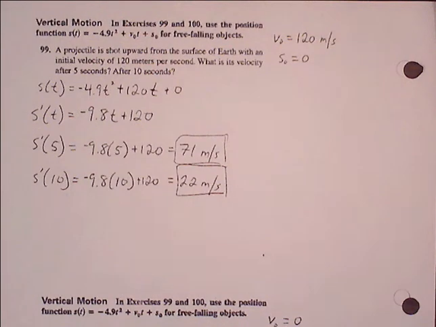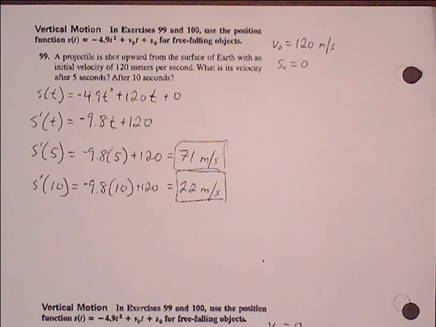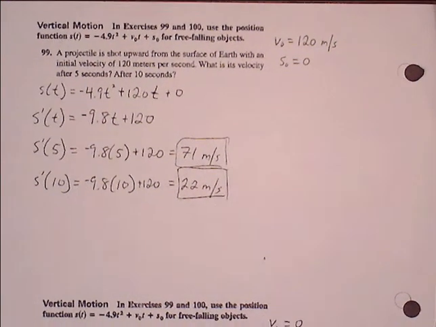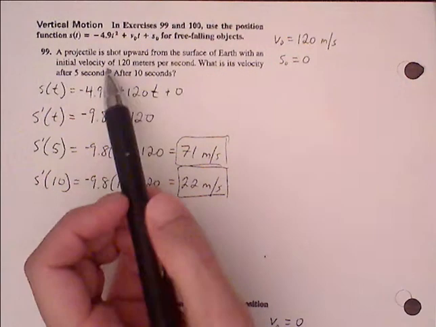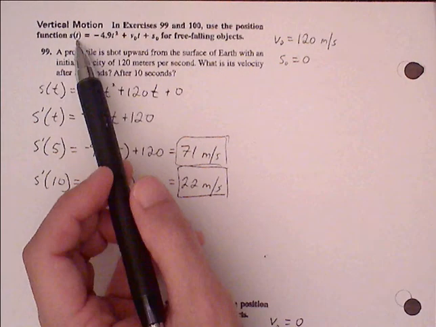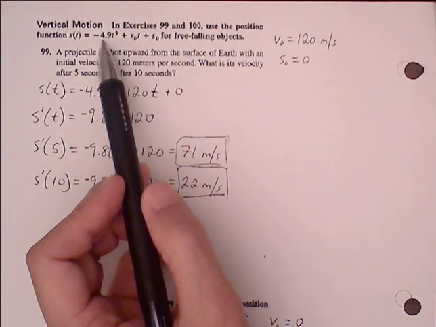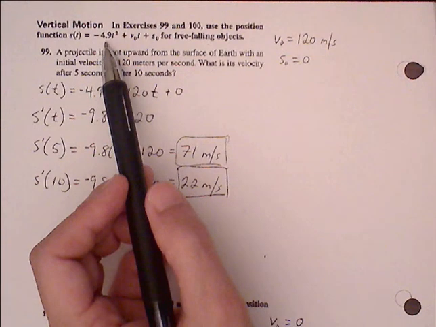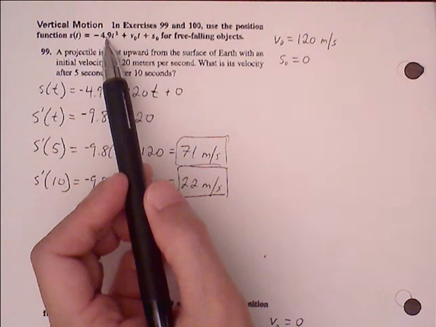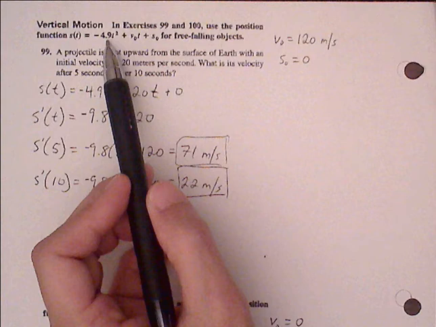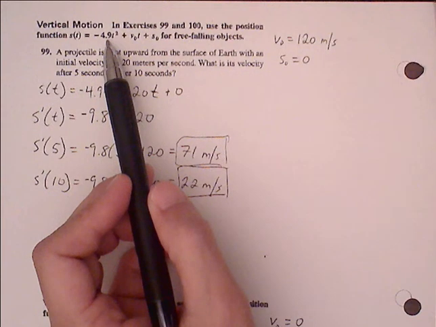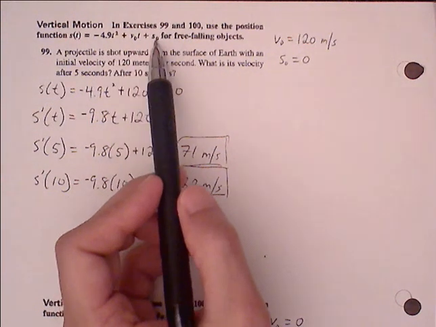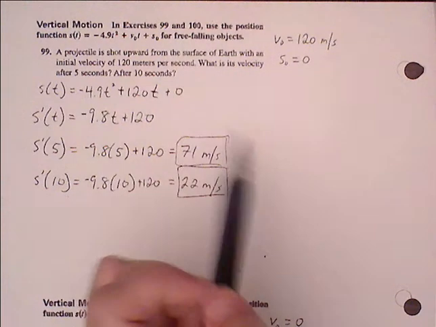Let's continue looking at 2.2 PVA homework problems, 99 and 100. Now we're given S sub t in terms of meters. Negative 4.9 meters per second squared is acceleration due to gravity. V sub 0 again is initial velocity. S sub 0 is our initial position.